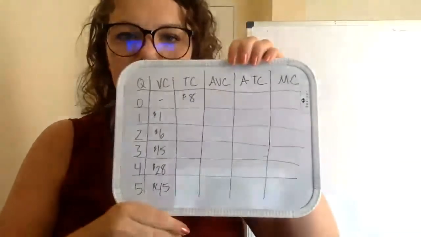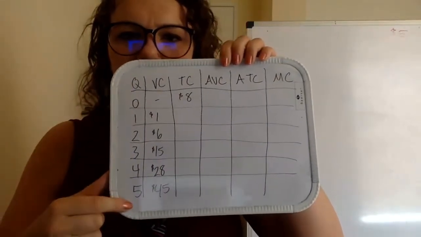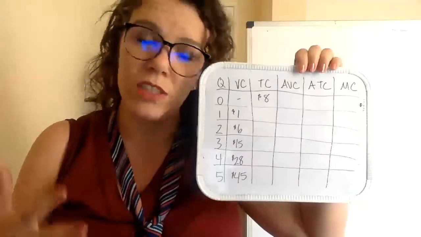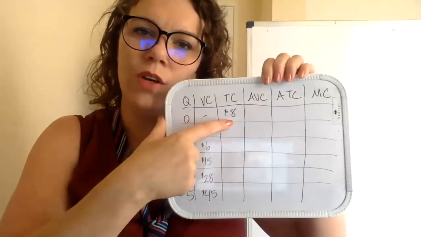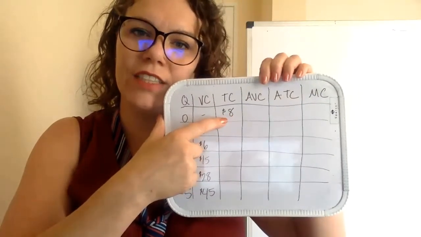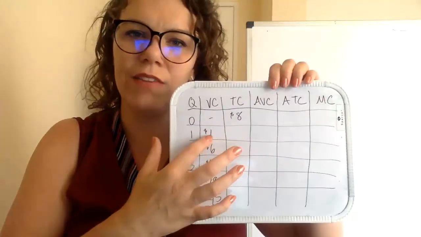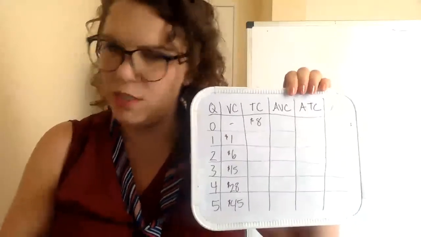So I've got here the chart from the problem. We've got our quantity of output, we've got our variable costs, and then to get our total cost, we just add our fixed cost, which is $8. And you can tell because at a quantity of 0, we're still paying $8 in fixed costs and 0 in variable costs. So we start by adding the variable costs to $8 to get our total cost. I'll go ahead and do that.